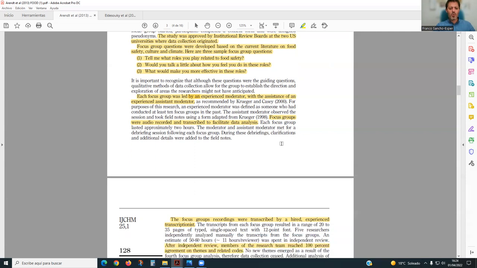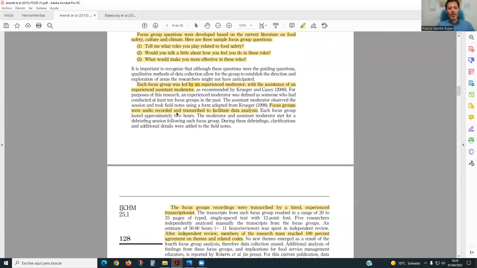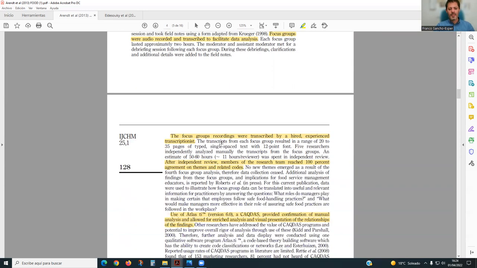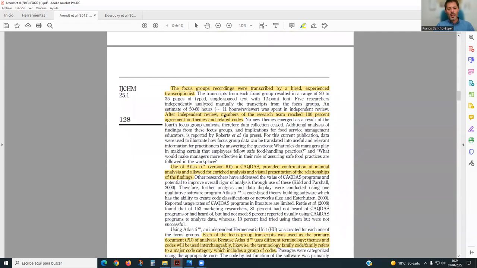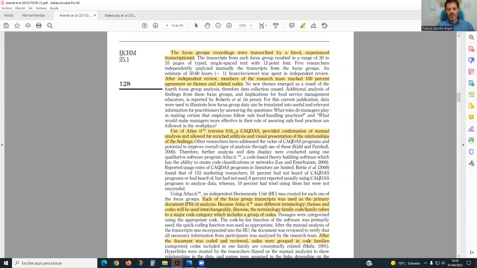They also say that focus groups were audio recorded and transcribed to facilitate data analysis, in the same way we have done in class. The focus group recordings were transcribed by experienced transcriptionists, in our case, you have done it, and they give some detail regarding the transcription. After the independent review, members of the research team reached 100% agreement on themes and related codes. So they revised these transcriptions, and they did some modification.